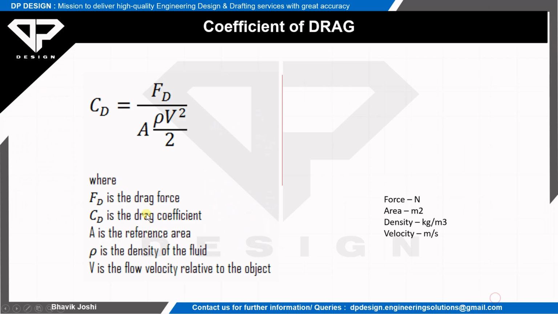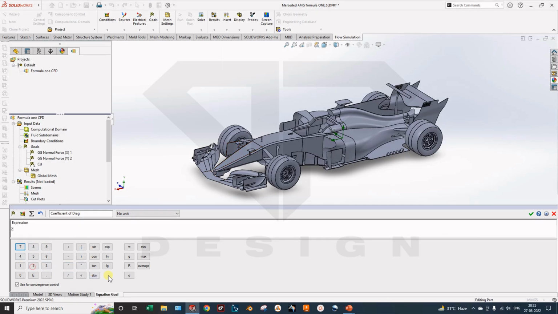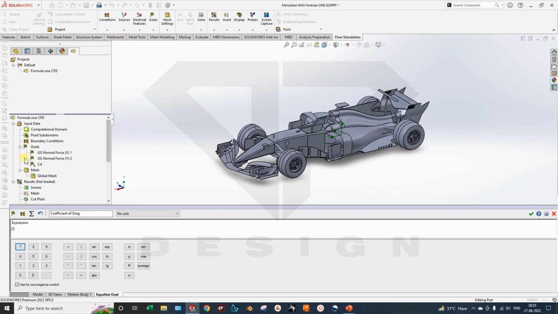According to this formula, 2 into drag force, where the drag force is in Newtons, the area is in meter square, density in kg per meter cube, and velocity in meter per second. This is the basic formula for the coefficient of drag. So how to plot this formula into the equation? I am taking 2 into the drag force. What will be my drag force in the x direction? This one, the normal force in the x direction.